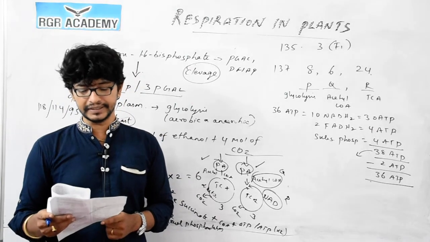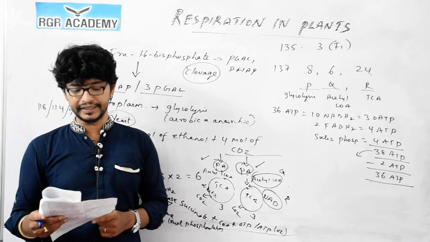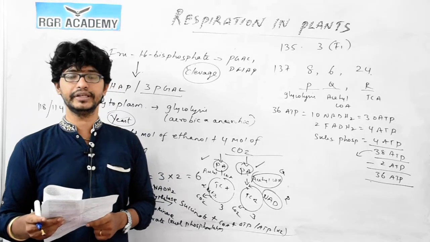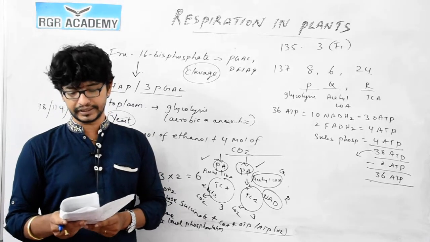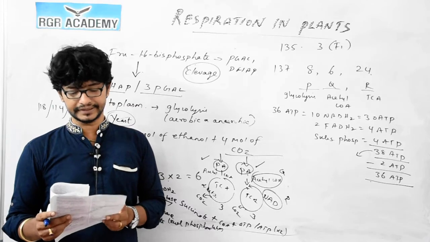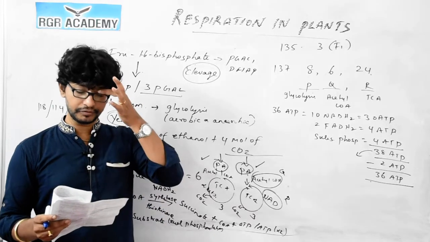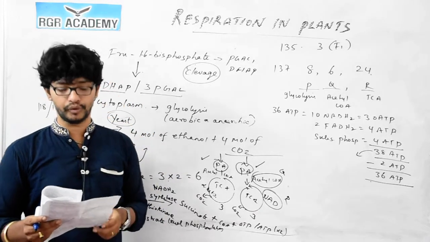145, the term glycolysis originated from the Greek words glycos and lysis. Option 2 is the correct answer. Question number 146, in the glycolytic pathway, which of the following statements shows a reduction of coenzyme?